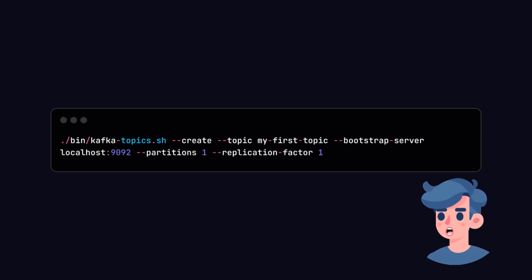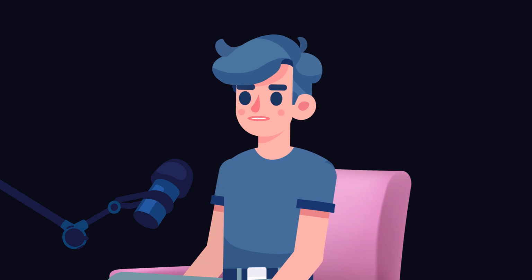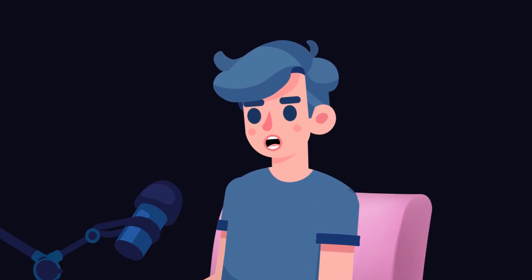Now that our Kafka broker is up and running, let's create a topic. A topic is essentially a category where records are published. Use this command to create a topic called My First Topic. You should see a success message after running the command. This means our topic has been created successfully.